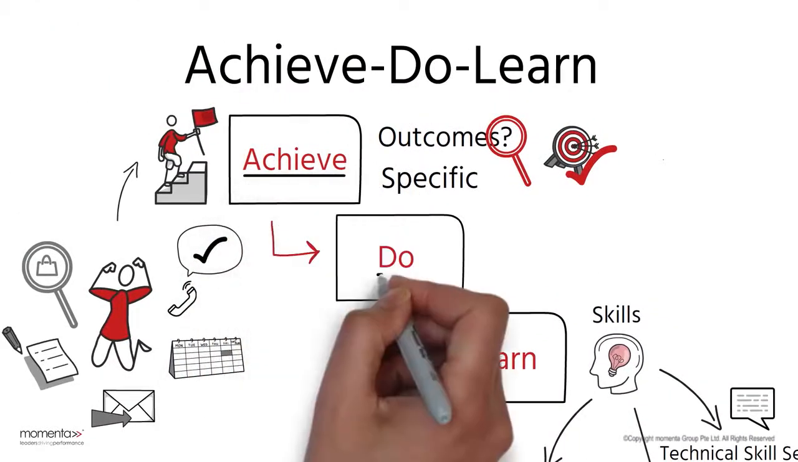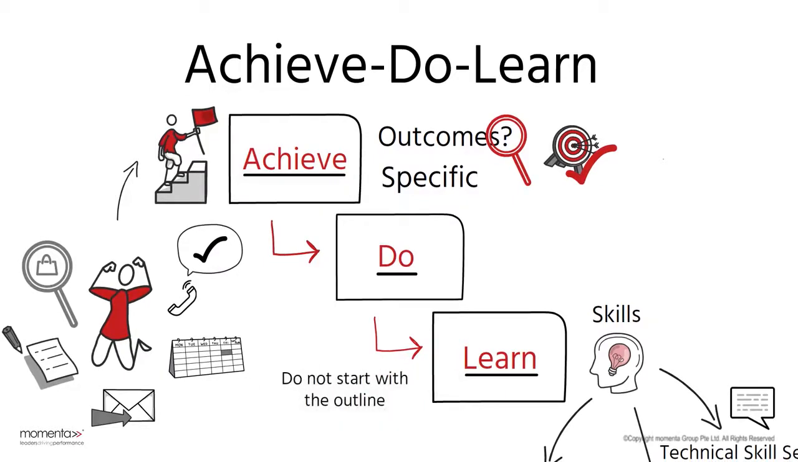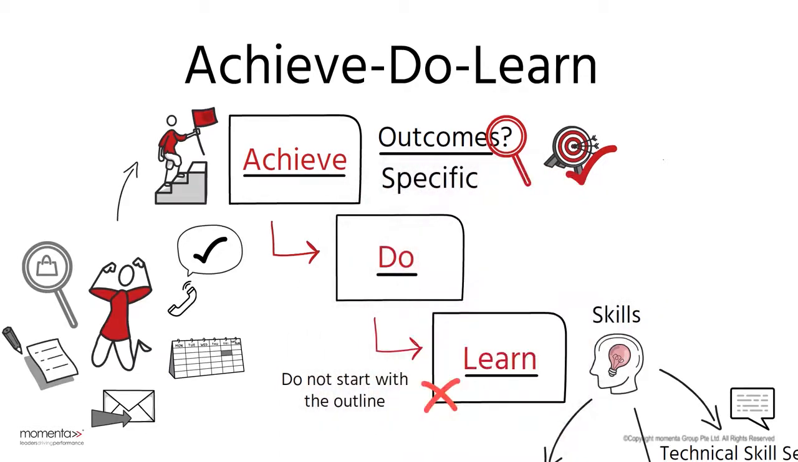So, achieve, do, learn in that sequence. Think about the outcome and reverse engineer it. And that is the first framework that we always look at in Momenta. We hardly ever start with, okay, here's the learning outcome, or here's the learning outline. That would be the last thing that we consider. The first thing is always what the outcome is. What do we want to achieve? In order to achieve that, what do the people need to do? And for them to do the tasks well, what do they need to learn or improve on?